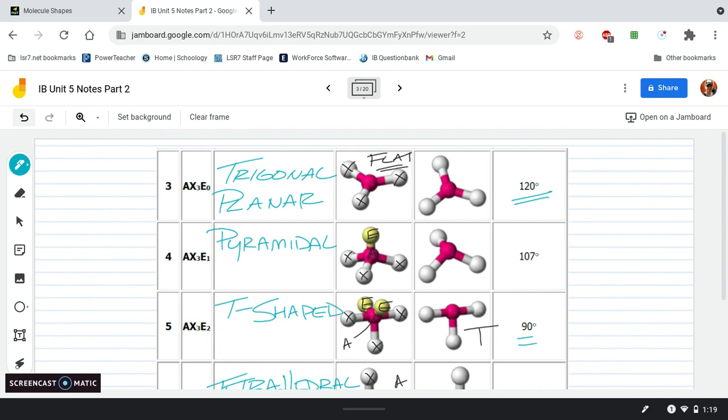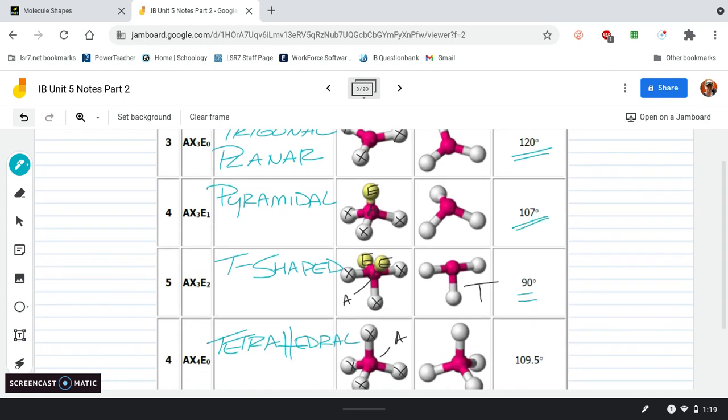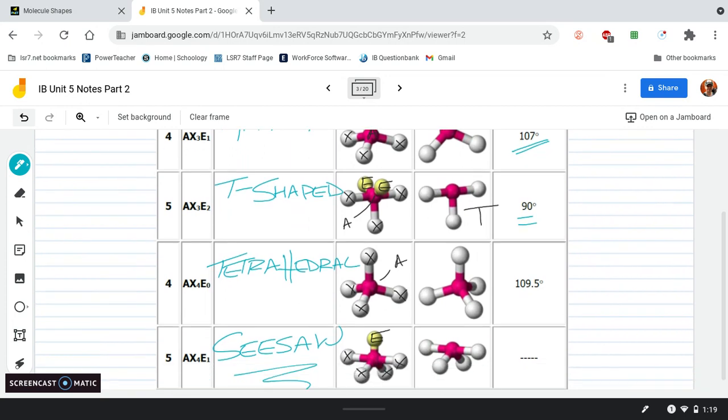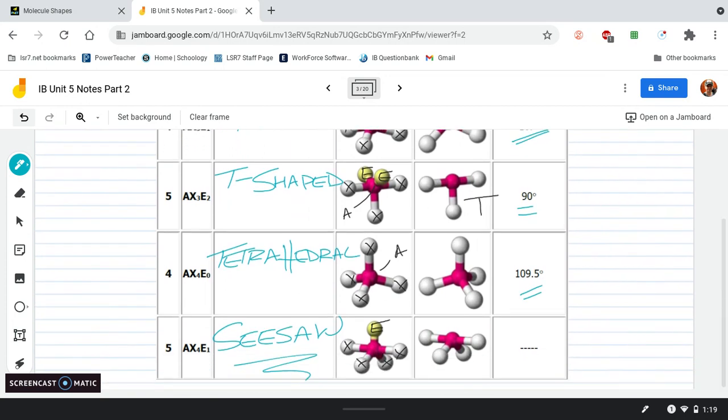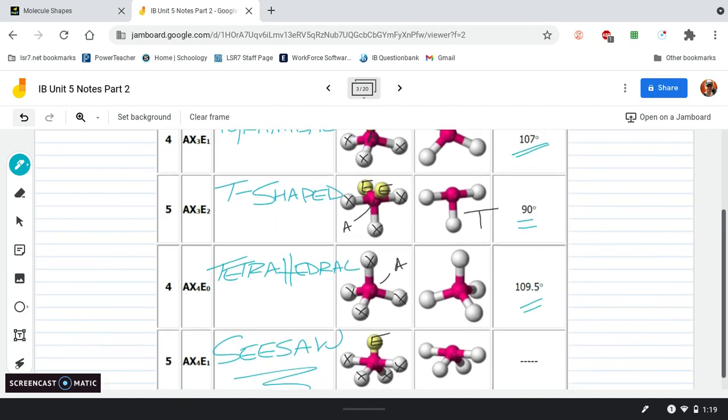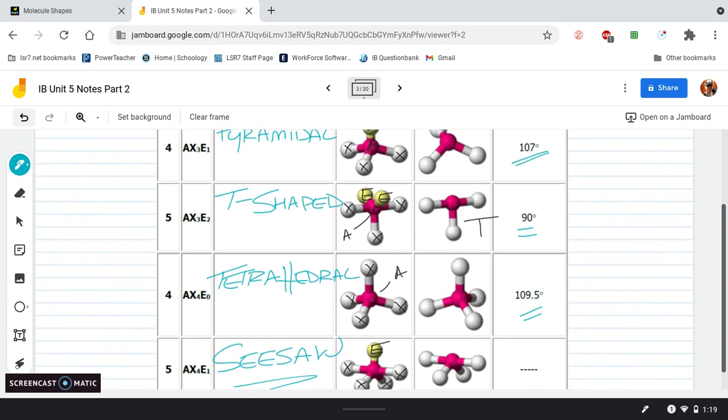So 120 degrees is as far apart as you can get with a flat structure with that central atom. Then you can go to 107 with the pyramid. T shape is a 90. Tetrahedral is 109.5. So there's a bunch of bond angles. You don't see one here on the seesaw because there's multiple. If there are multiple, usually any of them will work. That one, I guess you could do 180. It has a lot of stuff going on.